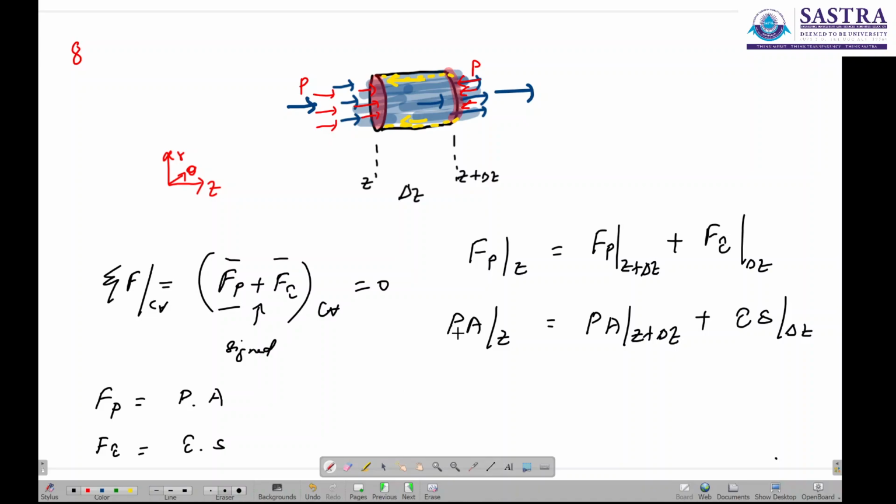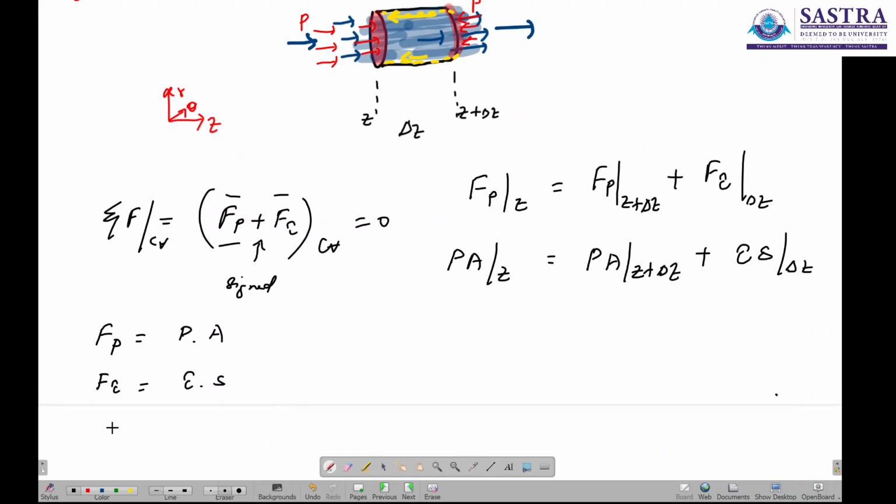Now what is the cross sectional area? If you clearly see this part which is shaded in red, you know what the cross sectional area is for a cylindrical element. For a cylindrical element, the cross sectional area is given by pi r square, and the surface area is the lateral surface area.